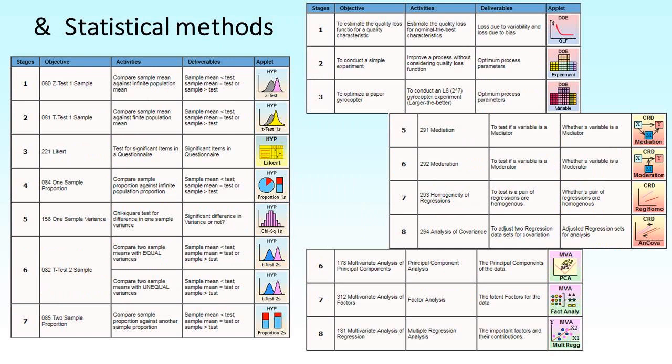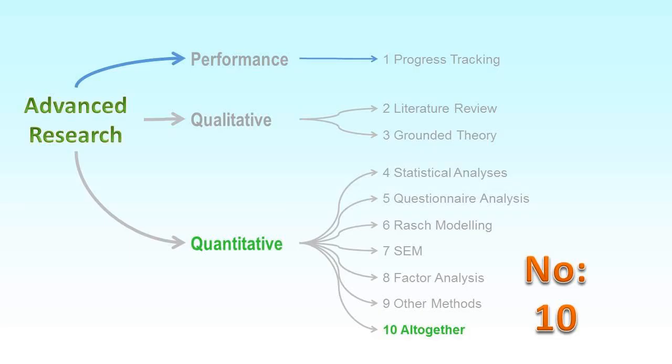AsterWrite has templates for mediation and moderation studies together with homogeneity and analysis of covariance. Principal component analysis, factor analysis, and multiple regression are all features of AsterWrite. Design of experiments are also built into AsterWrite. Last but not least, at number 10 is AsterWrite altogether.